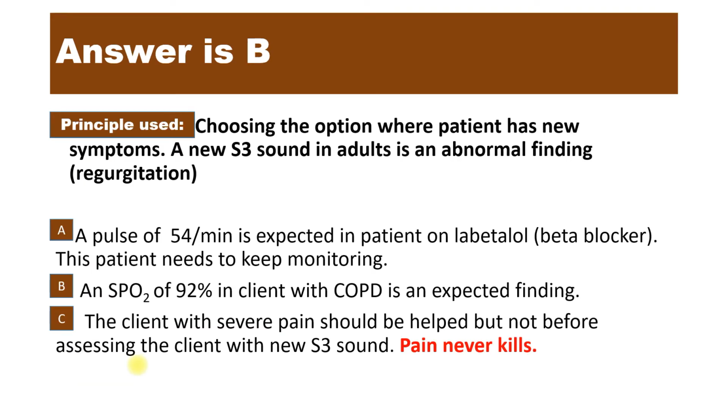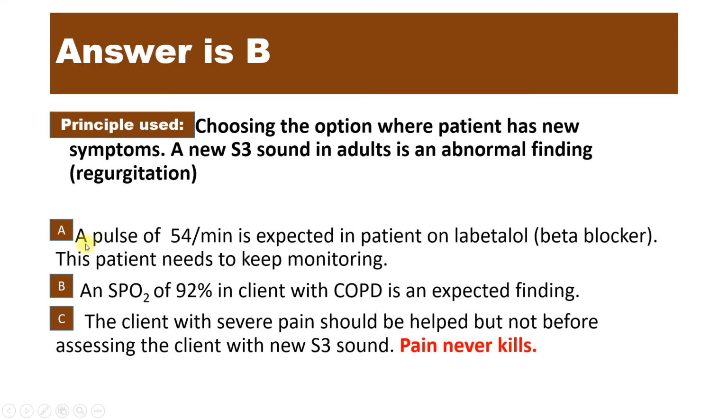Yes, the answer is B. The principle we have used in selecting the right answer is choosing the option where the patient has new symptoms. A new S3 sound in adults is an abnormal finding. That means that the patient's valves are not working as expected and the patient is having regurgitation. So what about the other options?